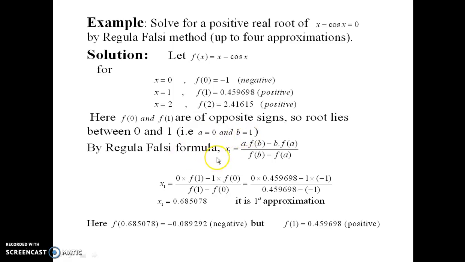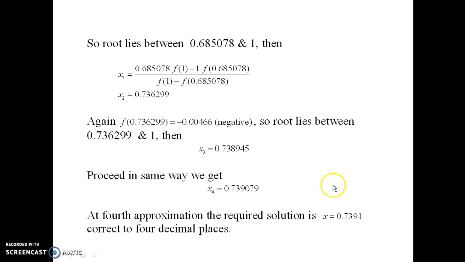By the regula falsi formula, the first approximation x1 equal to (a into f of b minus b into f of a) upon (f of b minus f of a). Putting the values of a, f of a, b and f of b, we get x1 equal to 0.685078. It is the first approximation to the root of the given equation. Now for the second approximation, first we find the value of the function at this new root x1. We get minus 0.089292. It is also negative, but f of 1 is positive, so the root lies between 0.685078, which is x1, and 1.